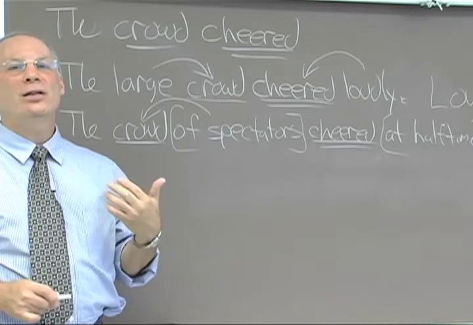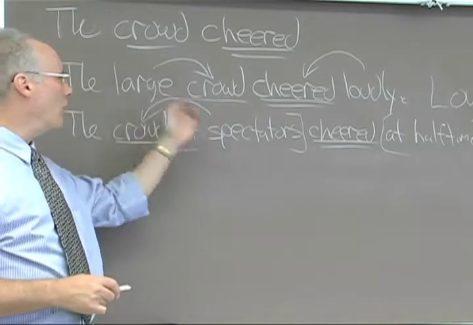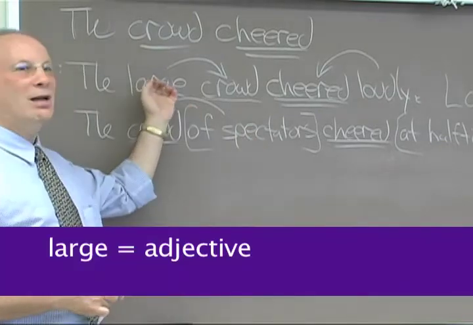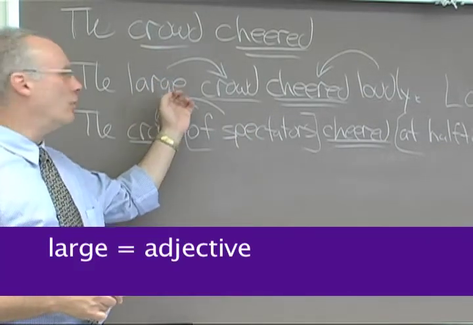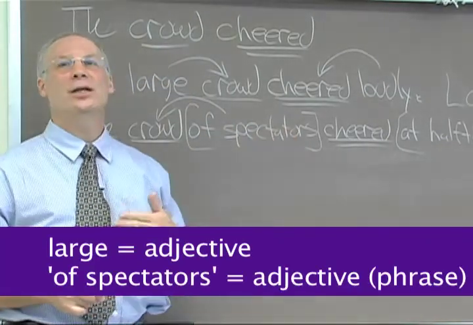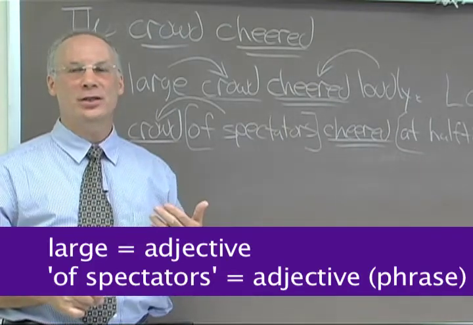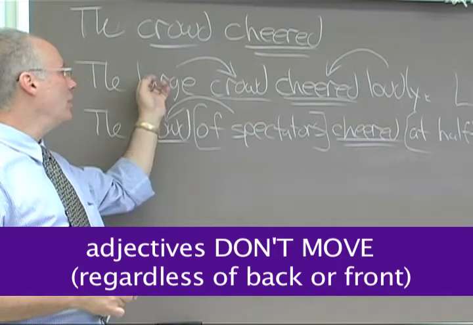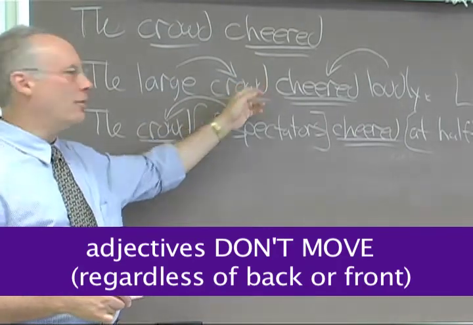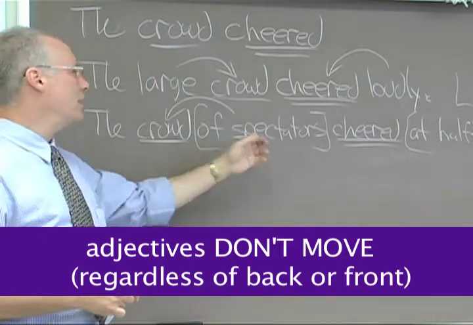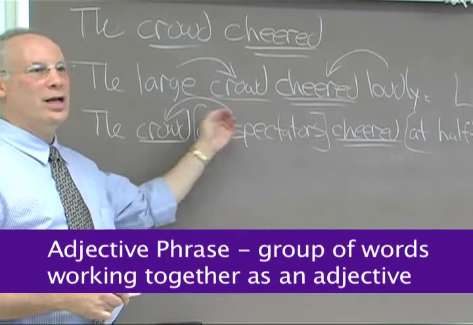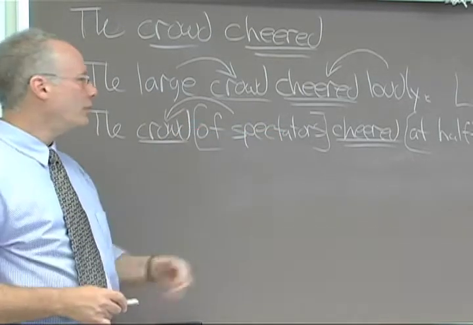And the same thing that we said about the word large holds for the words of spectators. Large is an adjective, therefore it doesn't move. Of spectators is an adjective phrase, therefore it doesn't move. This is sticking to the back end of crowd. This was sticking to the front end of crowd. This is an adjective. This is an adjective phrase. It's just a group of words working together as an adjective.